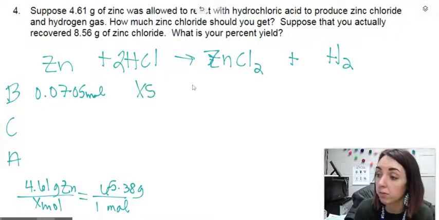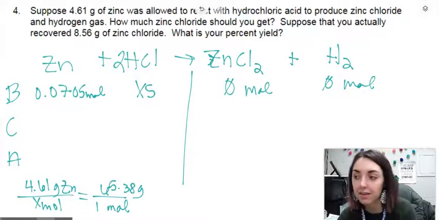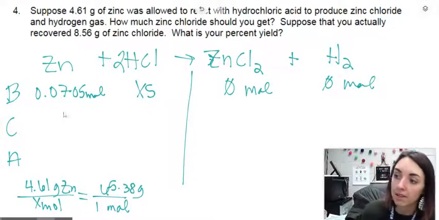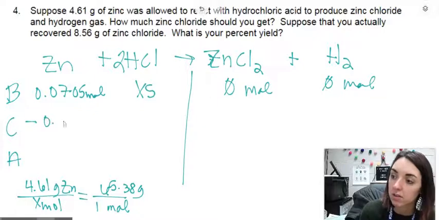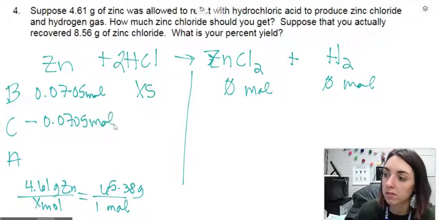It says it's allowed to react with hydrochloric acid, so we're going to assume that is excess since we're not told how much. And we know we always start with zero product. Reaction hasn't happened yet, so we can't have any product. We're going to use up all that zinc. So I'm going to subtract out my 0.0705 moles.